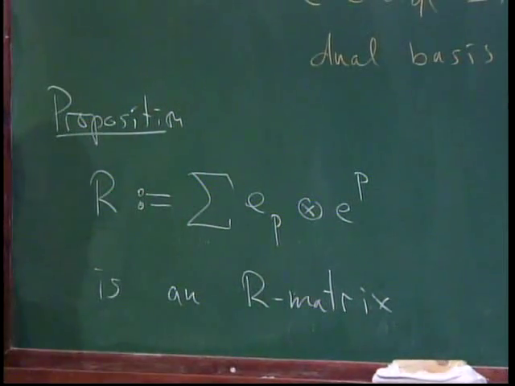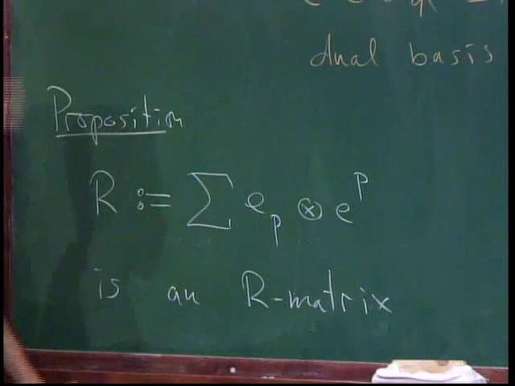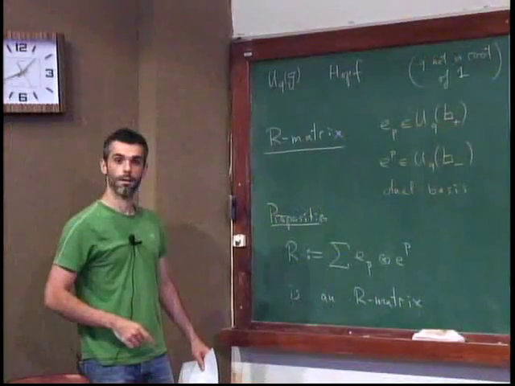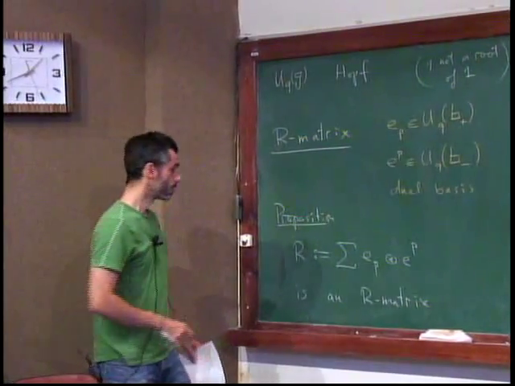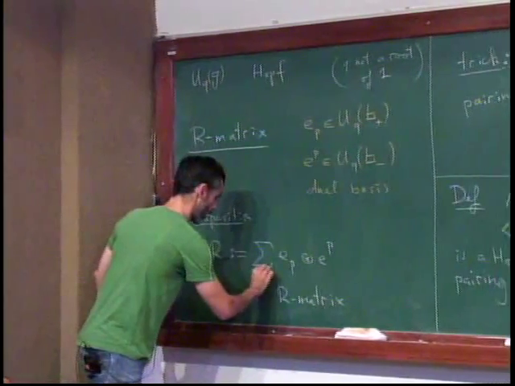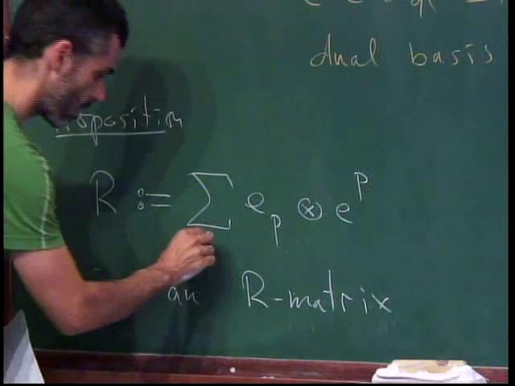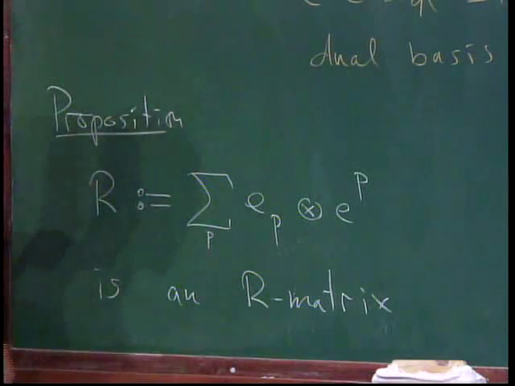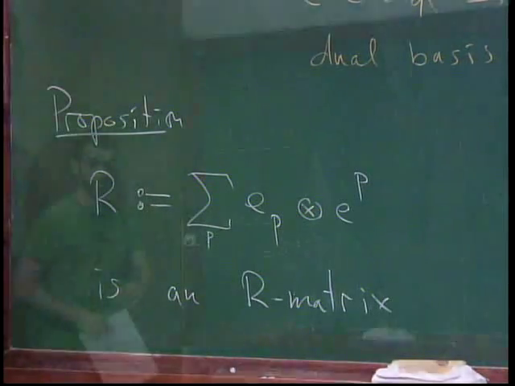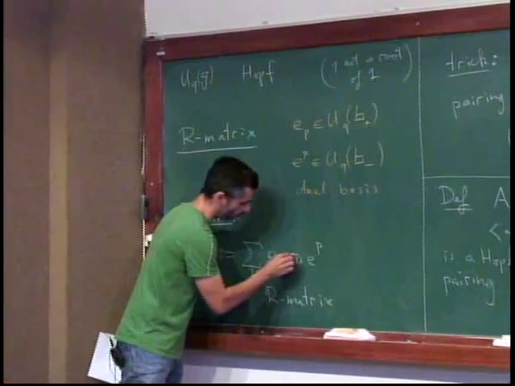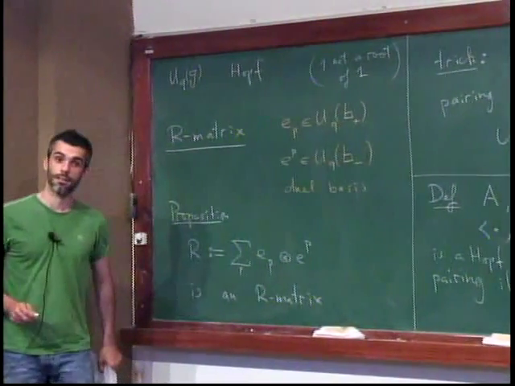This expression, sum over all basis elements, yes? How do you make sense of this sum? In fact, these are infinite bases. There are infinite dimensional algebras, and therefore you need to worry about what this means. So, very good question, and actually, it's difficult to make sense of it.